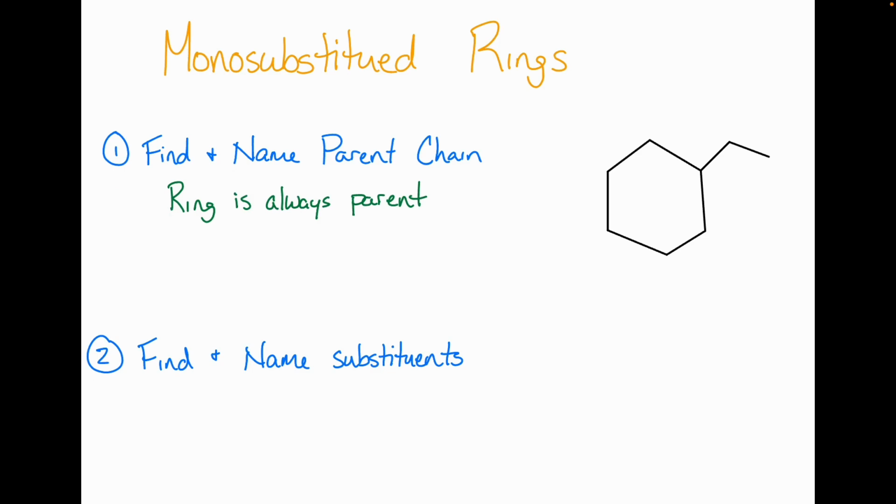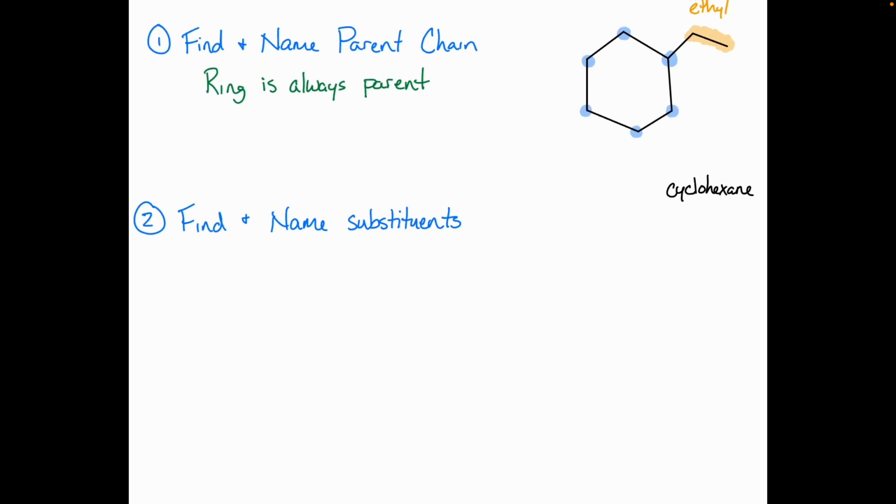There's nothing different about this step here. Still going to do it the same. So actually, let's do the first step. We've got to find our parent chain. It's going to be this 1, 2, 3, 4, 5, 6 membered ring. So my parent chain is cyclohexane. We're going to find and name our substituent. That's these 2 carbons here. So what would this be? An ethyl group. What was the third step?